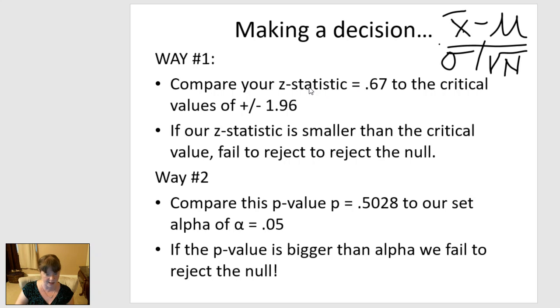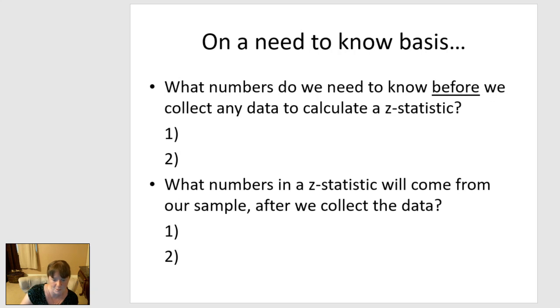Small statistics, like small Z statistics, fail to reject the null, P is big. Right? Every statistic we're going to do for the rest of the semester is going to work just like this. So that's nice. Consistency at last. So, a couple of things I want you to keep in mind in the back of your head.